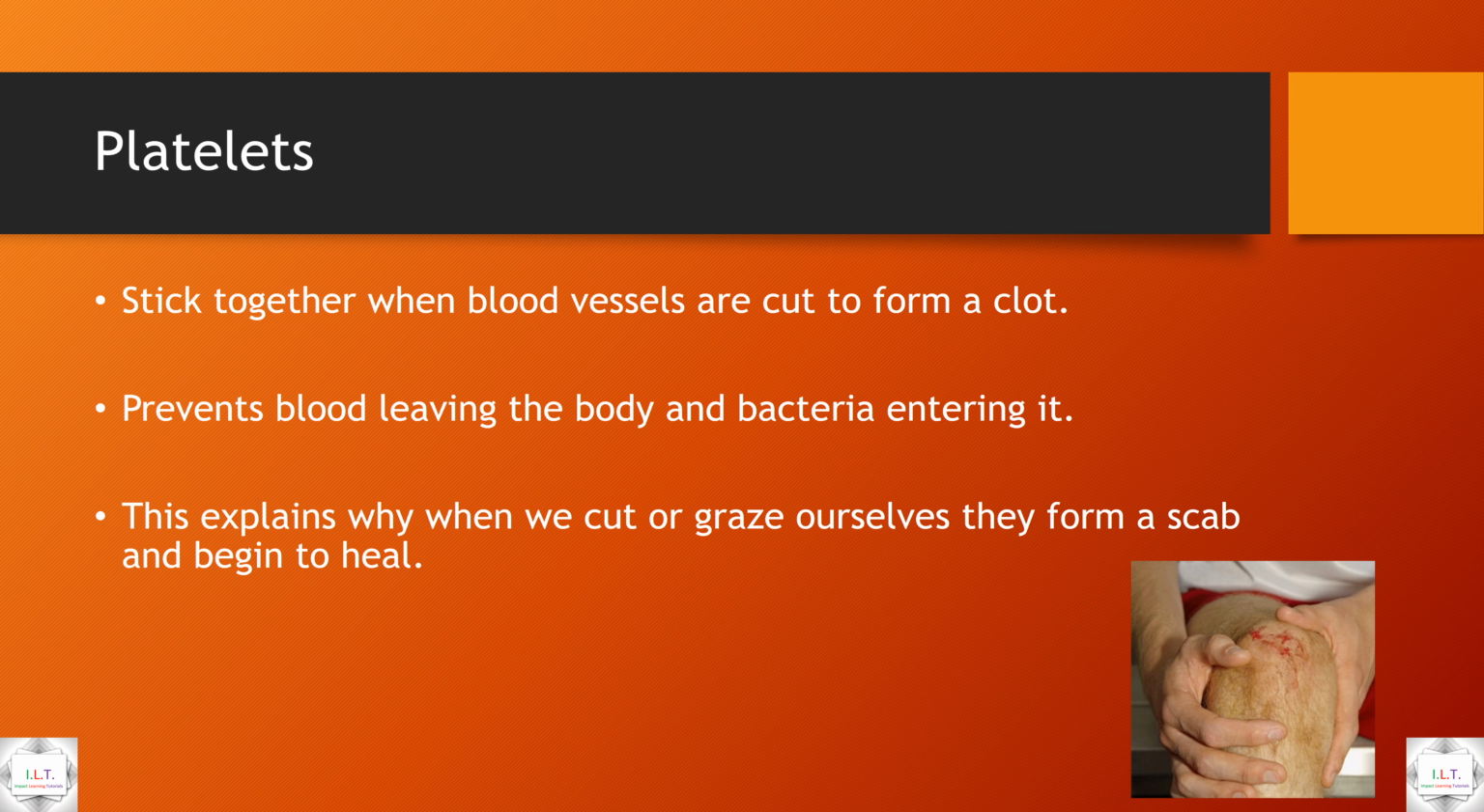Platelets. So platelets stick together when blood vessels are cut and they form a clot. It prevents blood from leaving the body and stops bacteria entering it. So for example, if you've grazed your knee, this explains why it starts to form a scab, preventing us from bleeding to death or from gaining severe infections even when we have minor cuts.